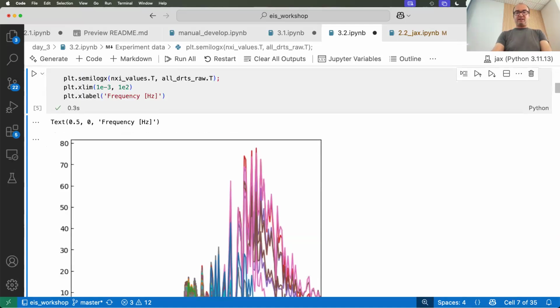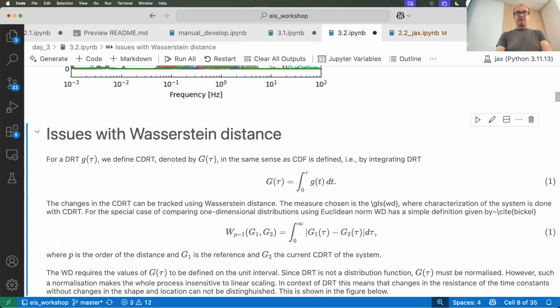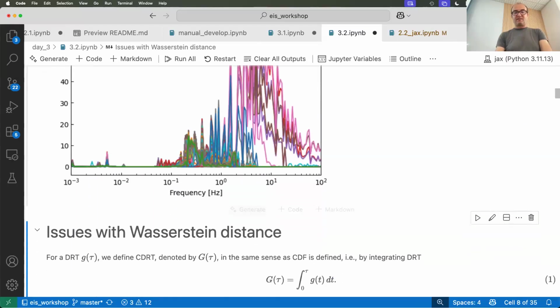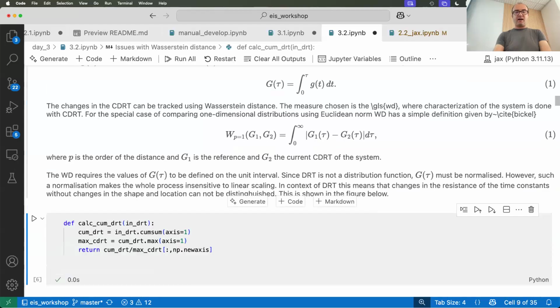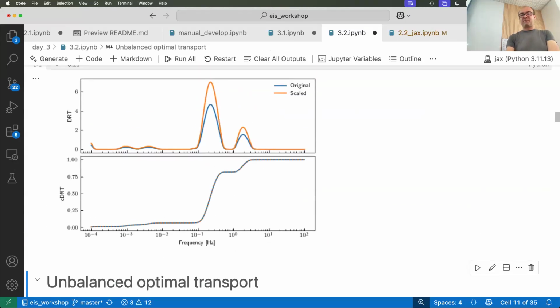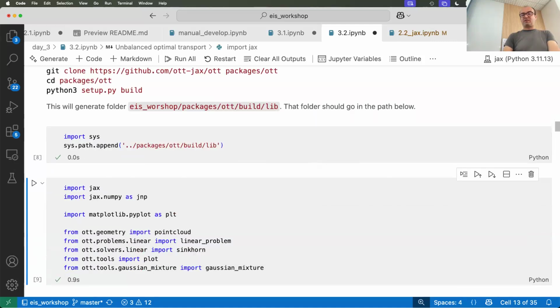So I'm loading the experiment data. Here are the DRTs that were calculated. I will calculate the cumulative DRT, which is solving this integral. It's just a cumulative sum. And here is the figure that you already saw with the problematic part. And now the unbalanced optimal transport.